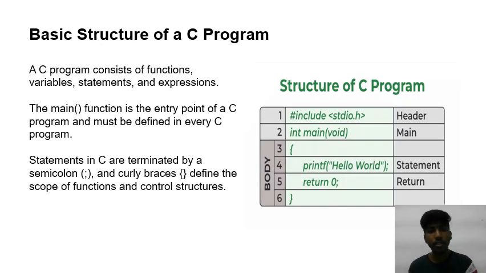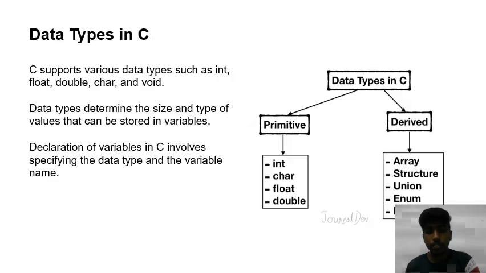Basic structure of a C program. A C program consists of functions, variables, statements, and expressions. The main function is the entry point of a C program and must be defined in every C program. Statements in C are terminated by a semicolon, and curly braces define the scope of functions and control structures.